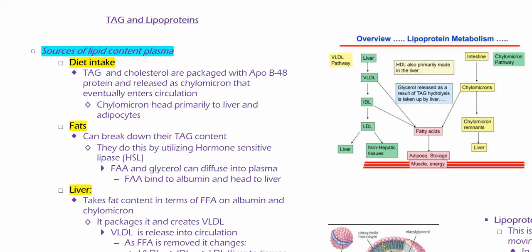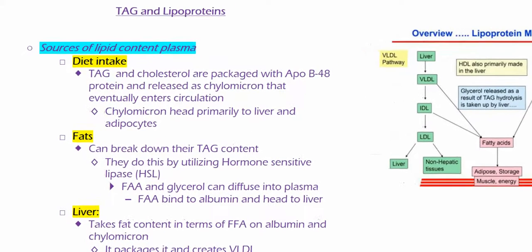So basically the topic that I'm trying to present is triacylglycerols and lipoproteins given by Dr. Sutherland. Just beginning off, there are sources for the lipid content that's in the plasma, right?